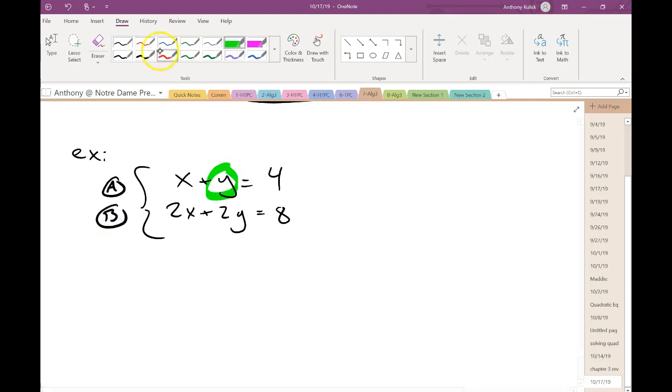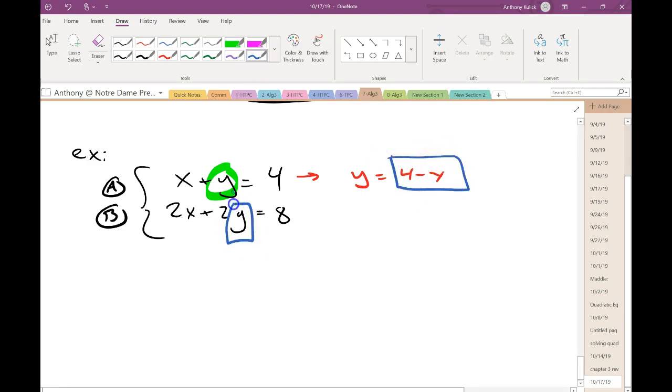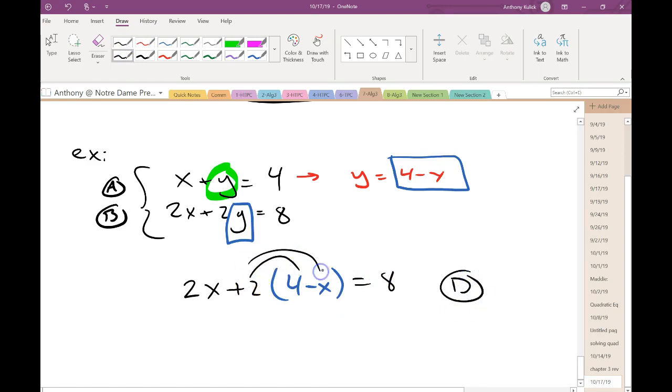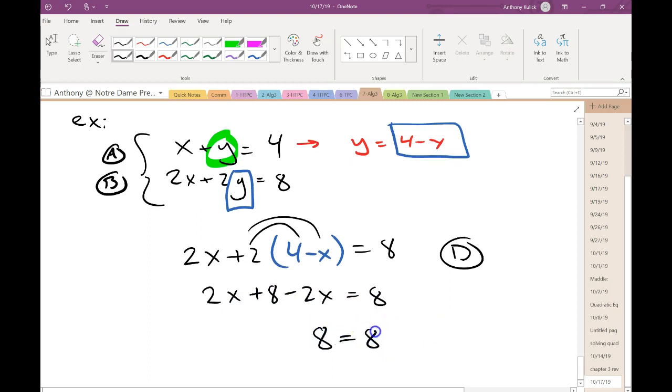So we'll do the same thing. We'll isolate the y in equation A, just like we did previously. And then we'll take what y equals and substitute it in for the y to make our equation D. And just like before, we'll distribute the 2 through. And when I combine like terms, I'm left with 8 equals 8.